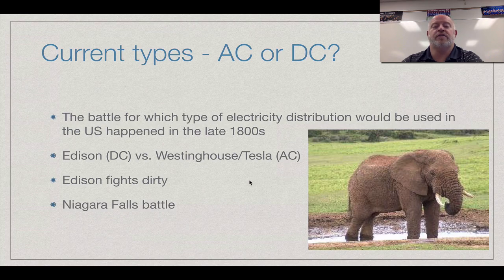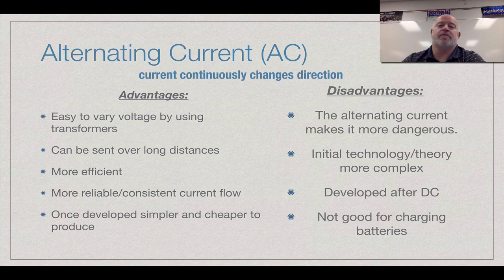Okay, and there's actually a very good reason for that. It wasn't just because they liked them better or they didn't like Edison, that kind of stuff. It actually was a good decision at the time to use AC over DC in terms of starting to build our electric grid. Okay, so let's talk a little bit more about AC current.